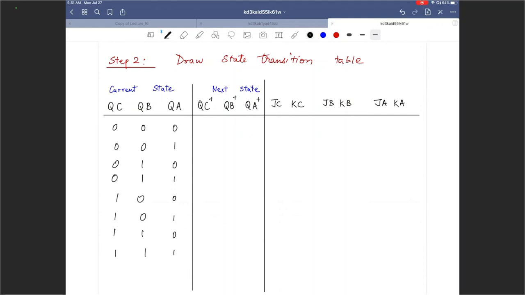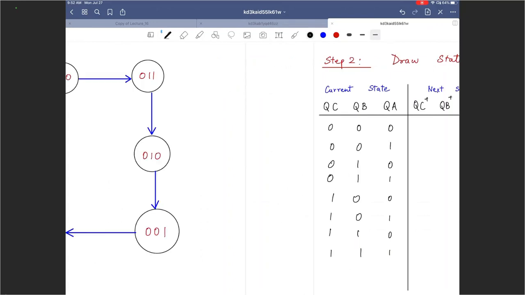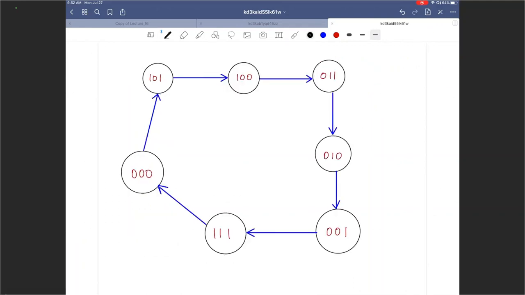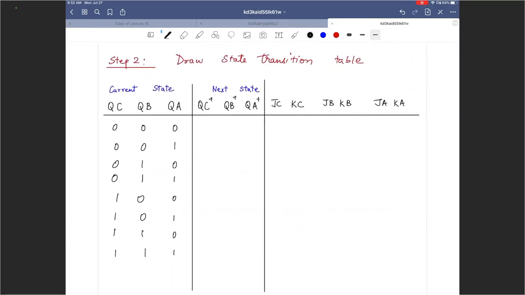But my next state is going to be dictated by the choice that you made. So after 0, what did we have? After 0, we had 5, right? Based on the state diagram, after 0, it should go to 5. So in the same manner, I am going to adjust my state transition table. So 0, 0, 0 should next become 1, 0, 1.